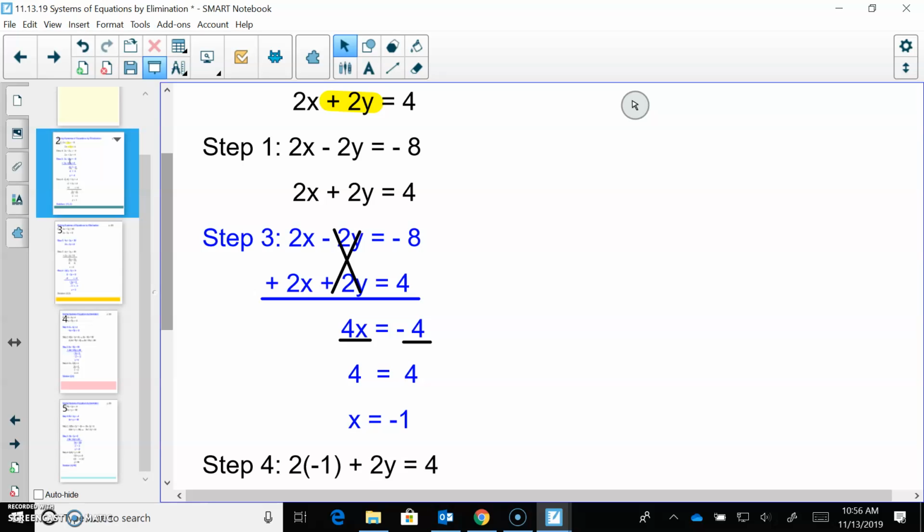So now the last step that I have to do right now, 4 and x are multiplying, so the inverse of that, or the opposite of that, is divide by 4 on both sides. When I divide by 4 on both sides, negative 4 divided by 4 gives me a negative 1. So once you figure out what x is, you have to substitute that value into one of the original equations for x.